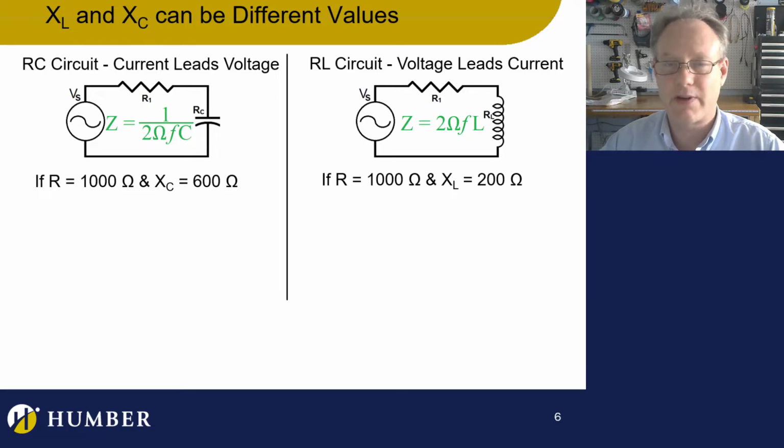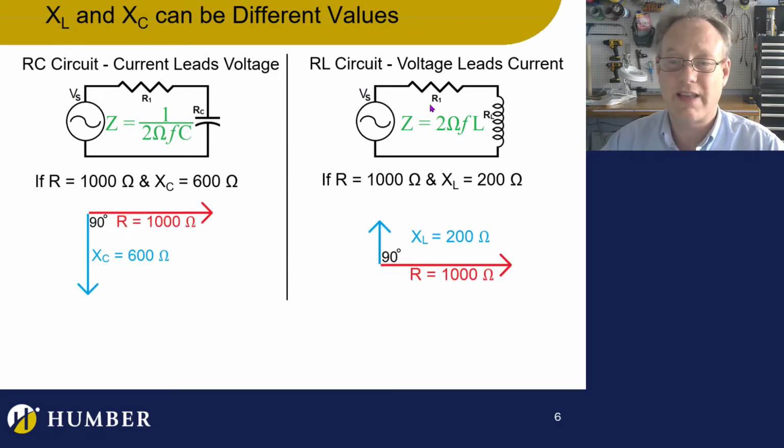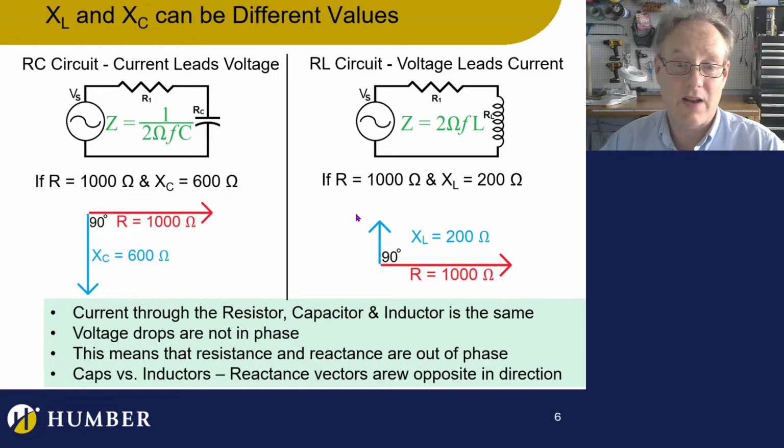But what we're going to do is add them together really quickly. Okay, so we know that in an RC circuit, current leads voltage, and in an RL circuit, voltage leads current. So how does that all work together? Like, how do we put it together? Well, we need to use these vector triangles, actually these phasor diagrams, to figure it out.